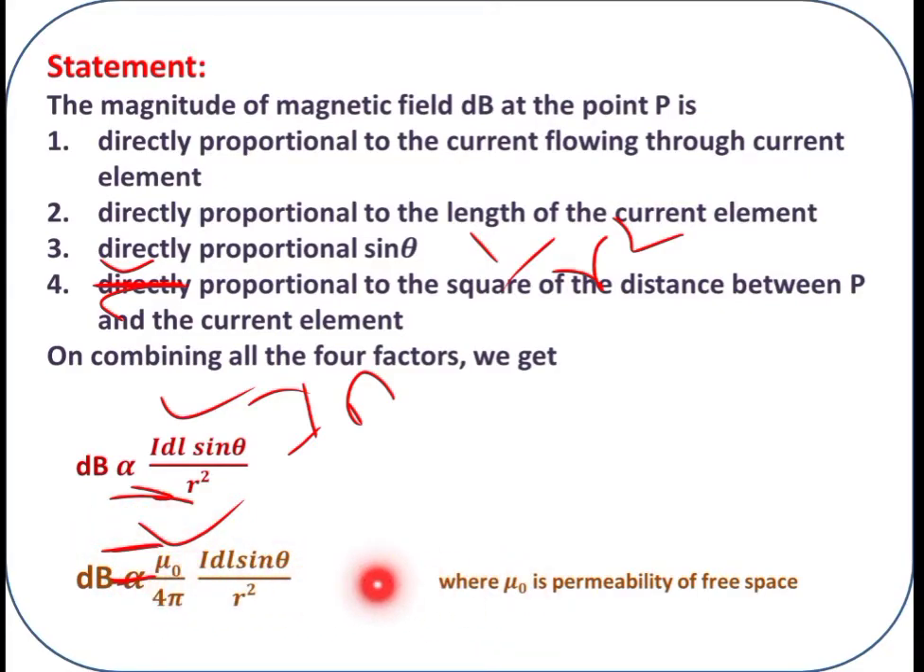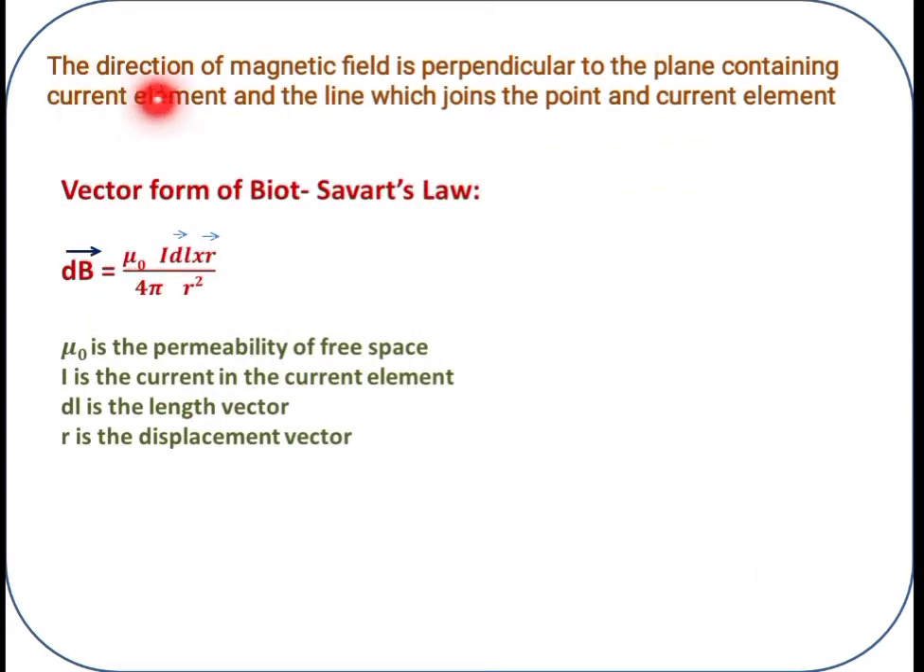And what is mu naught? What does the mu naught symbol indicate? Mu naught is nothing but the permeability of free space. Okay, next one, the direction of the magnetic field is perpendicular to the plane containing the current element and the line which joins the point and the current element.